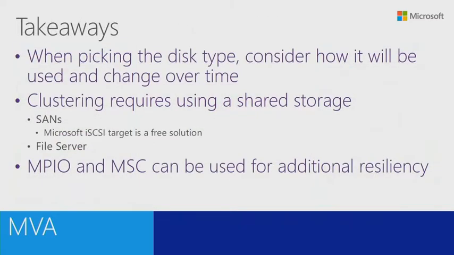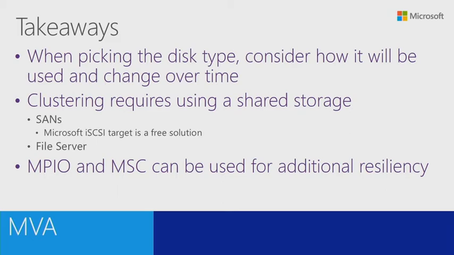So, a number of takeaways. When you think about picking your disk type, think about how it's going to be used. There's not a one-size-fits-all answer. I know lots of people come in and say the answer to everything is SAN. Well, it could be, depending on what the workload and the environment are. Or maybe some direct attached storage, maybe the file server. It really comes down to understanding the workloads, understanding the IOPS, and making sure that your storage can deliver those IOPS. Clustering requires shared storage, but it can now be a SAN or it can be a file server. So that's a big change.